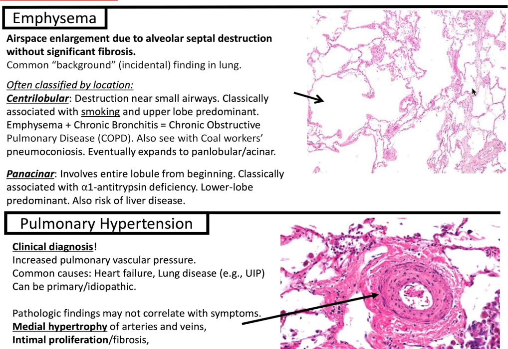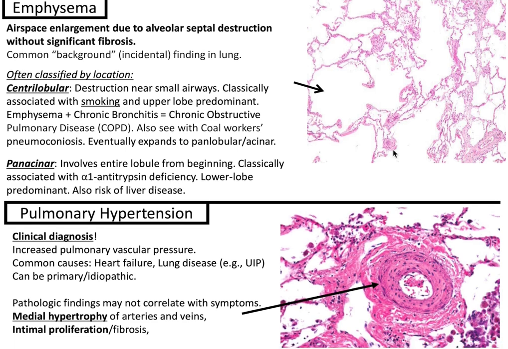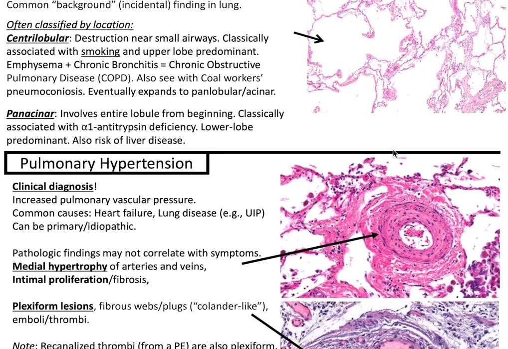Emphysema and chronic bronchitis is chronic obstructive pulmonary disease, COPD. You can also see with coal workers pneumoconiosis and eventually expands to panlobular/acinar. Pan-acinar, this involves the entire lobule from the beginning. It's classically associated with alpha-1 antitrypsin deficiency and is lower lobe predominant. There's also risk of liver disease with alpha-1 antitrypsin deficiency.